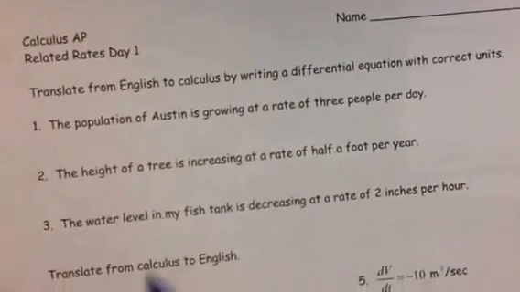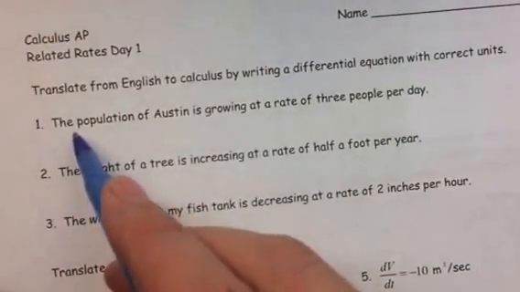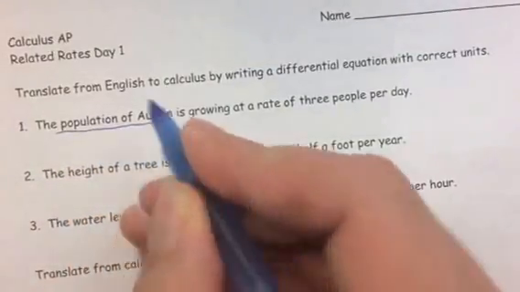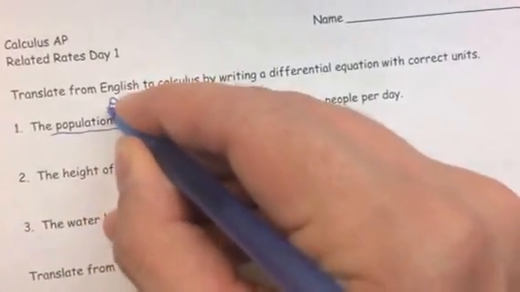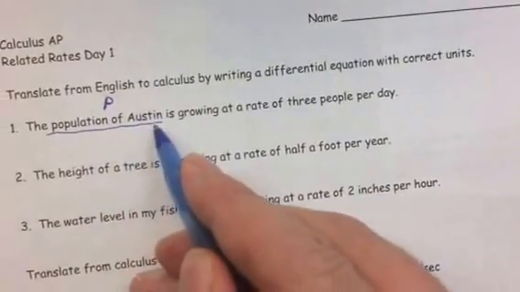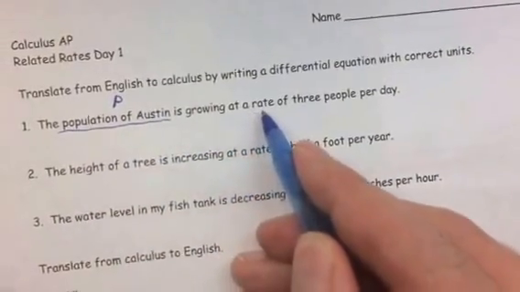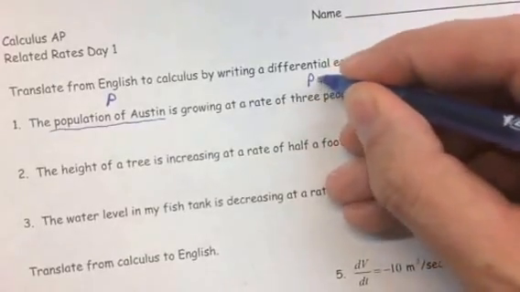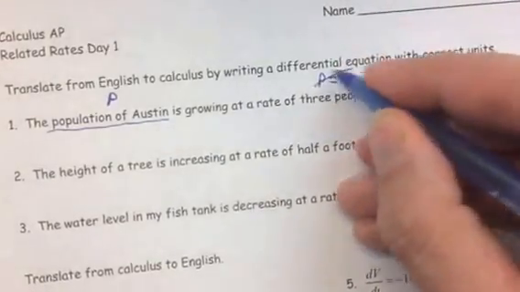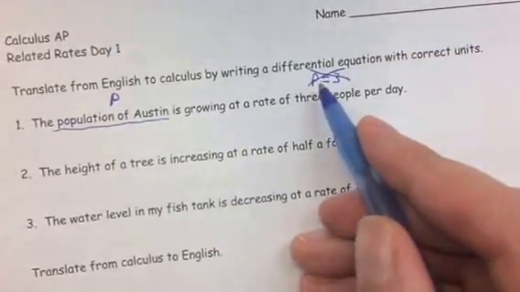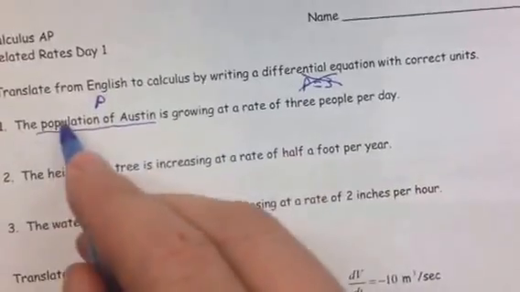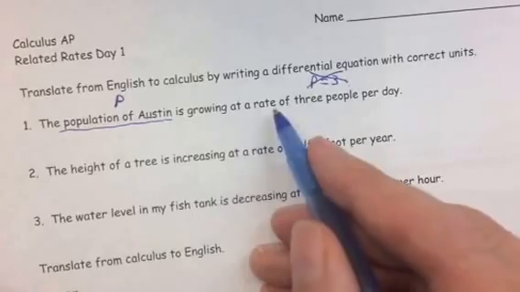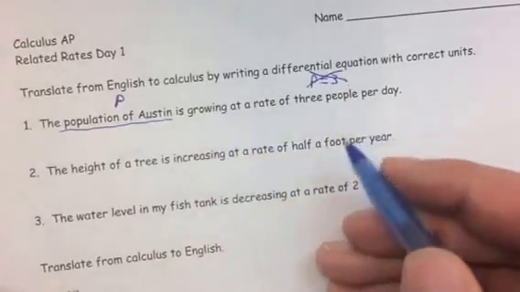So let's first look at some verbal things. The population of Austin, okay, this right here is a variable. We could call it P or something like that. The population of Austin is growing at a rate of 3 people per day. So this is not saying P equals 3. This is wrong. This would mean that there are 3 people in Austin. The population of Austin equals 3. Instead it says the rate the population is growing is 3 people per day.